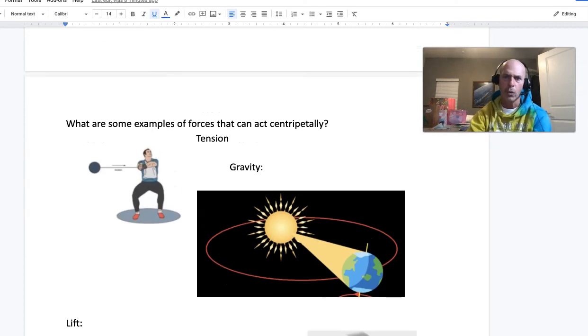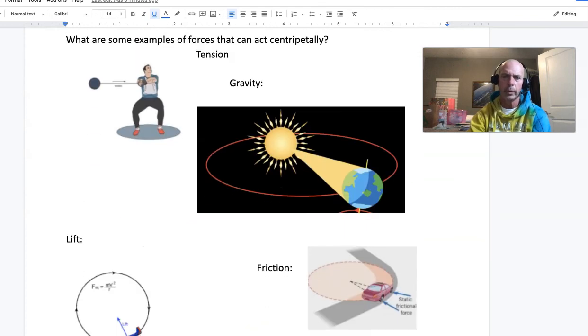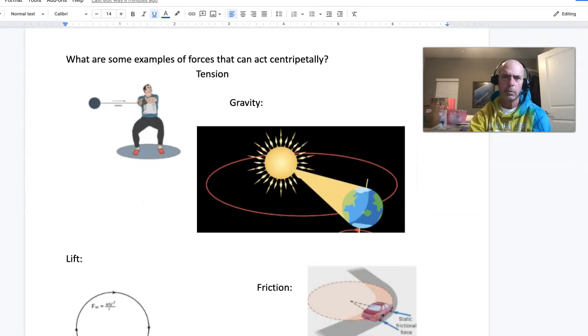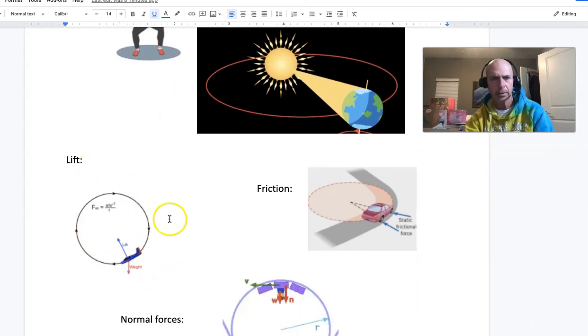Now, what are some of the forces that can act centripetally? Well, they're not any really new forces. We know these forces because we've studied them in a previous unit. So we could have tension in a string. That's the pull of a cable or a rope or a string. That could act to keep this object in a circle. Gravity from the sun or a planet can act to keep satellites or a moon or the planets in orbit. In airplanes, we have a force called lift, and we can have airplanes move in circles.